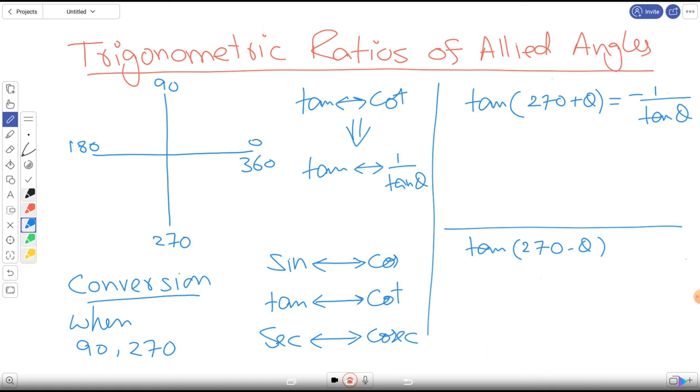Now recheck. I put any one value. Okay, so let's put 45 degrees. So when I put 45 degrees on both sides, minus 1 over tan 45 is confirmed, giving you negative 1. But when I check it here on the left hand side, 270 plus 45, let's see what comes. When I type 270 plus 45, it is coming exactly minus 1. So it matches.